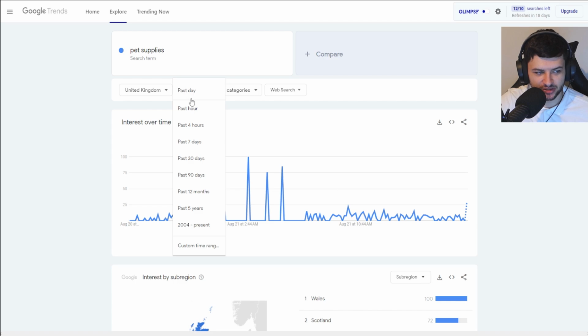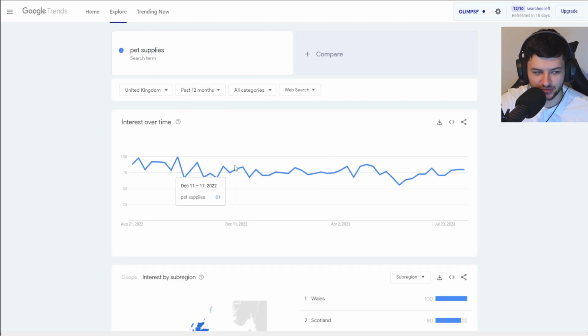And we can change this by sorting it to the past, for an example, 12 months. So you can see the annual data, and we can see the search trend data peaked in October 2022, and it's kind of gone an even trend since then. Okay, there are some dips and troughs, but for the most part, it's a consistent trend. So pet supplies is a decent niche. So we could search that for any niche.